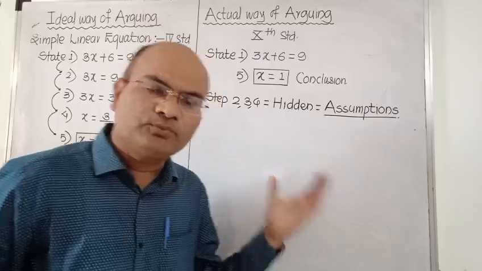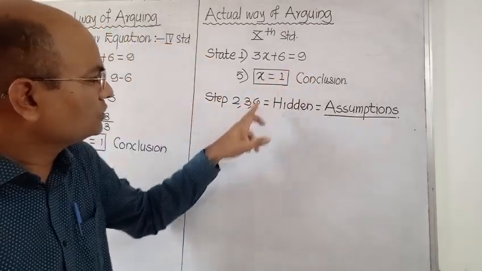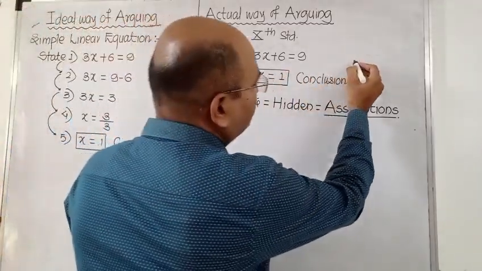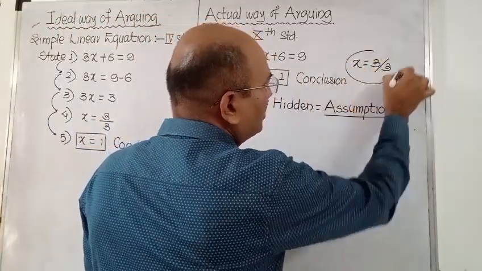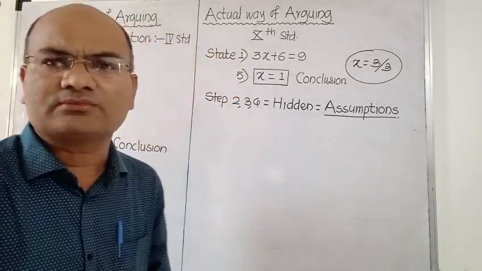Suppose I ask you about step number 2, x is equal to 3 by 3. Is this an assumption or not? Obviously, it is an assumption of the passage.